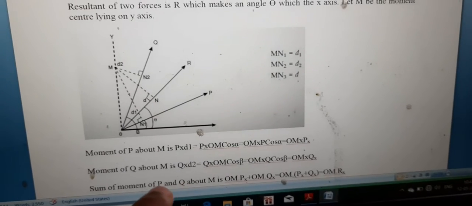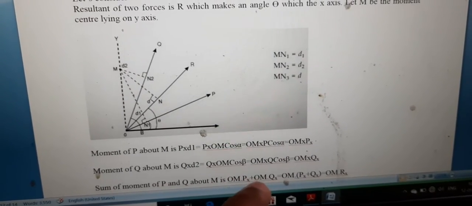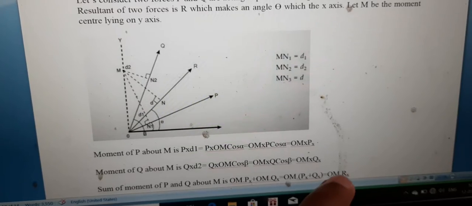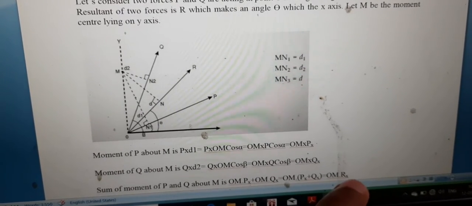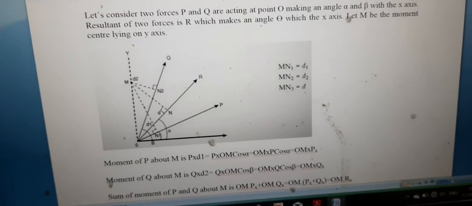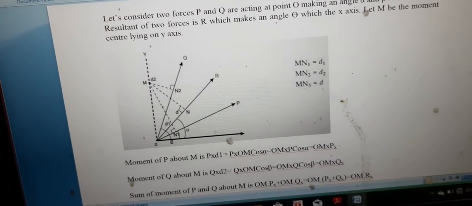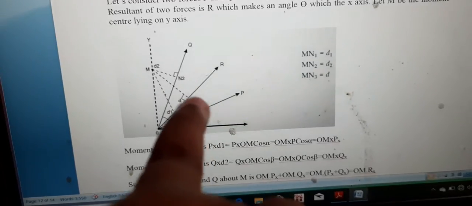Similarly, the summation of the moments of forces P and Q is OM into Px plus OM into Qx, that is OM into (Px plus Qx). That is equal to Rx, the horizontal component of the resultant force. So how will we relate it? What is the moment of the resultant force about the point M? That is R into d, where d is the perpendicular distance. So this angle is theta.